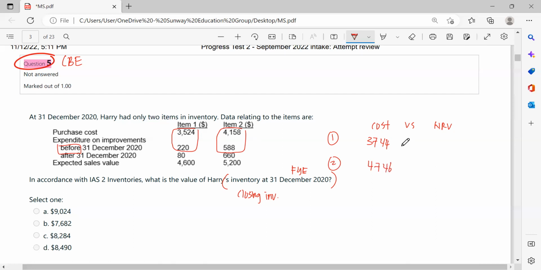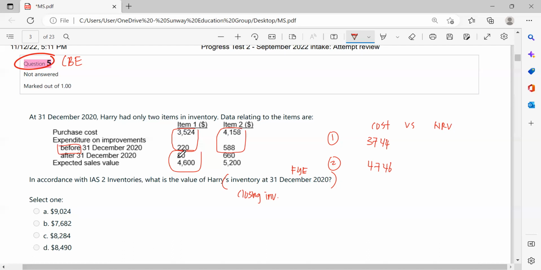Then what about the NRV? The NRV formula is the estimated selling price minus all the estimated costs of selling, including the cost of improving the asset so that you can sell it. So expected sales value is 4,600 for item 1. You expect to sell it at 4,600. But for you to sell it at 4,600, you need to spend another 80 to improve it before you can sell it. Maybe your product is not that nice, so you must further spend money to make it better so that you can sell it at $4,600.